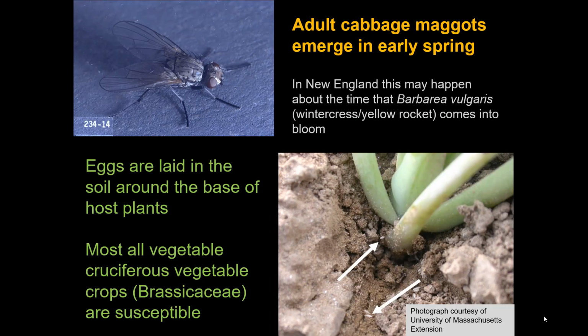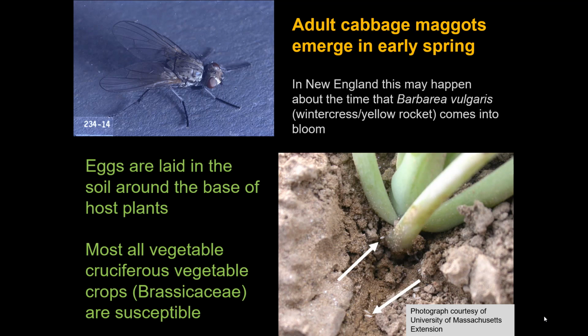So cabbage maggot emerges early in spring. In New England, one telltale sign that is used for predicting when it's going to come out is the time a very common weed comes out, Barbarea vulgaris, wintercress, yellow rocket. When that starts to bloom, that's about the time cabbage maggot adults are out.